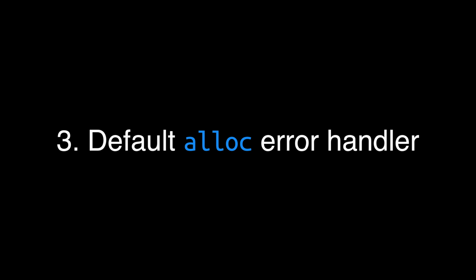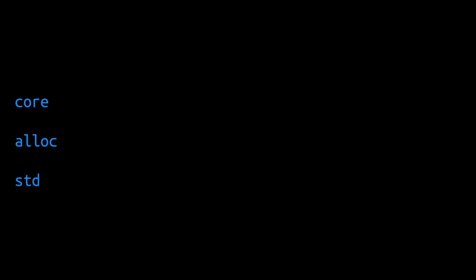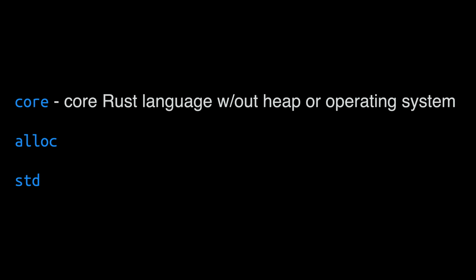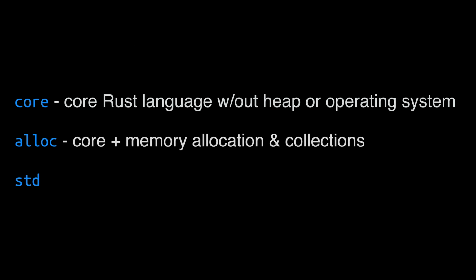Number 3. There's now a default alloc error handler. Not everyone is familiar with alloc, so let's go over a little background first. Alloc is the middle of the 3 levels of libraries that make up the Rust language and standard library. The first level, core, is the parts of Rust that can function without heap memory or an operating system. We usually consider this the core of the language, which is why it is named core. People dealing with smaller embedded systems will often use just core via the no_std attribute, which disables everything but core. Alloc is the Rust allocation and collections library.